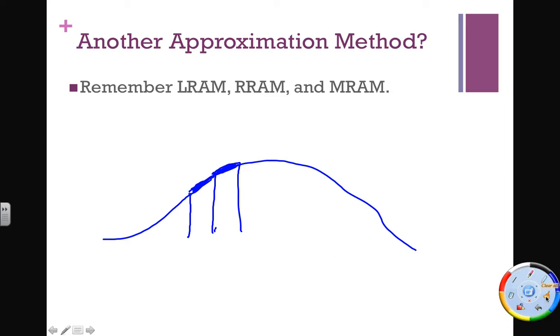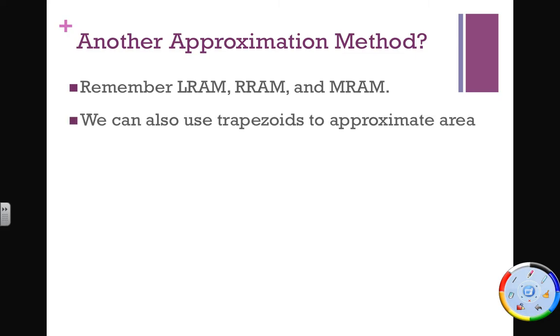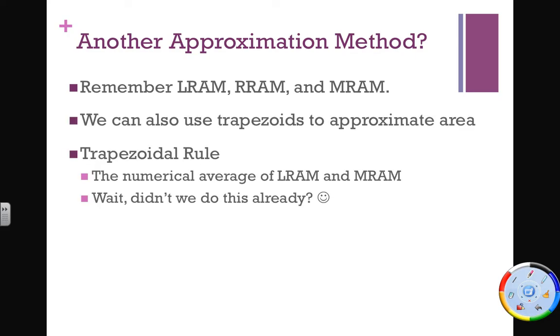Now, we have actually done this already, you just don't know it. And the reason is the trapezoidal rule ends up being the numerical average of LRAM and RRAM. And we did this already. We did this in pre-calculus. We said, okay, the RRAM and the LRAM, if we add those two things together and divide by 2, we get a closer approximation. Well, that ends up being the trapezoidal rule, adding them up and dividing by 2, sort of. But we actually have a rule for using just trapezoids. Rather than doing LRAM and RRAM, we're going to use trapezoids.